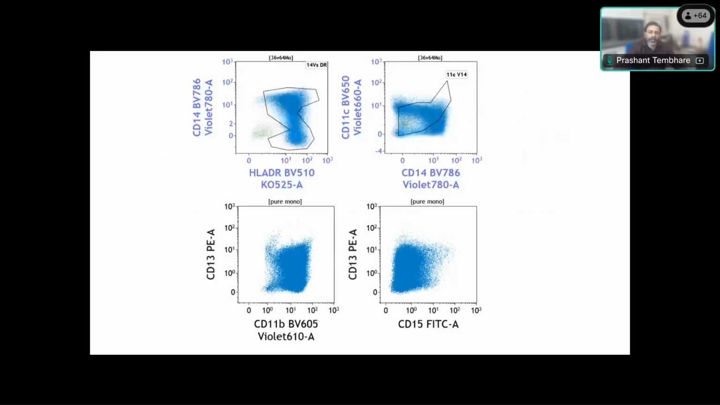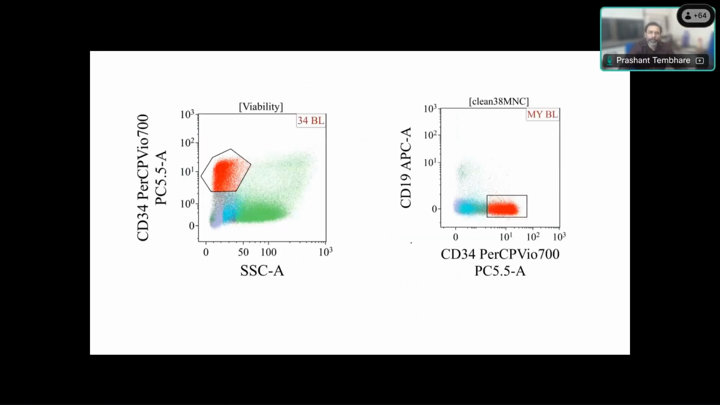Monocytes show dispersion. Normally it should go like this, but here it is straight, right? Normally with CD11c and CD14 it should go like this, but here it is going like this. So the dispersion is there. Even CD15 is lost, and CD11b, CD13 which should go like this is becoming straight. Normally it goes like this, but it has become dispersed. So monocytic dispersion was also there.